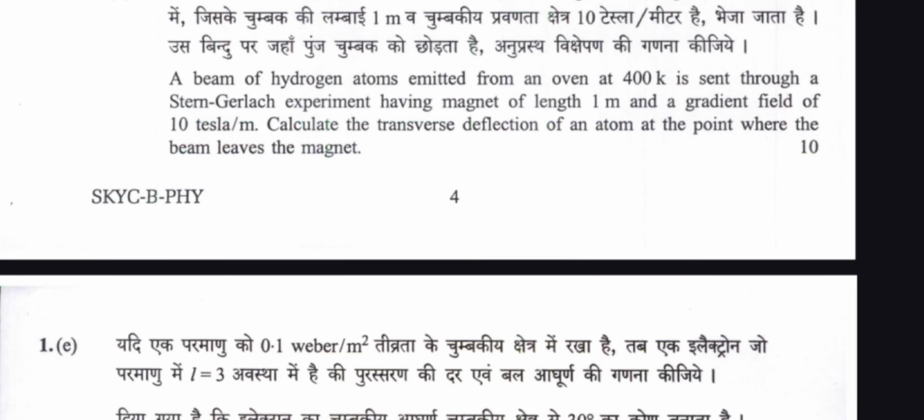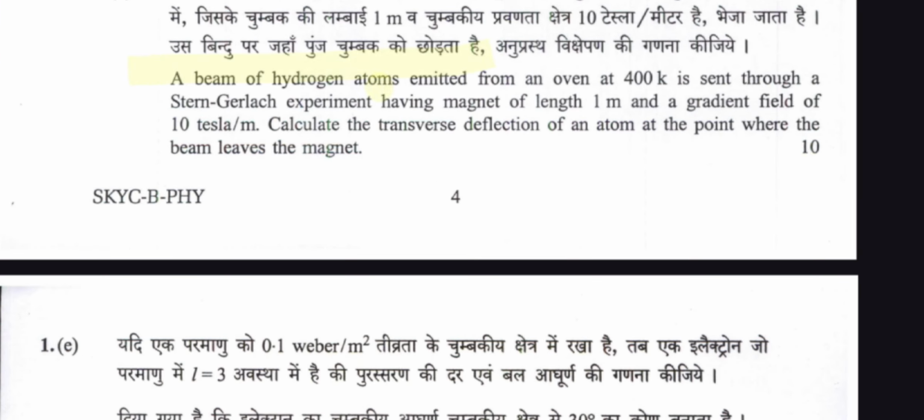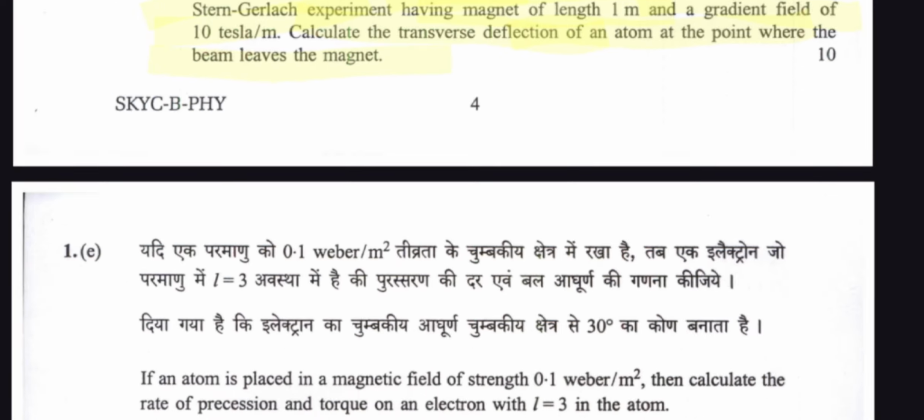And question number D is here. A beam of hydrogen atoms emitted from an oven at 400 Kelvin is sent through a Stern-Gerlach experiment having a magnet of length 1 meter and a field gradient of 10 Tesla per meter. Calculate the transverse deflection of an atom at the point where the beam leaves the magnet.